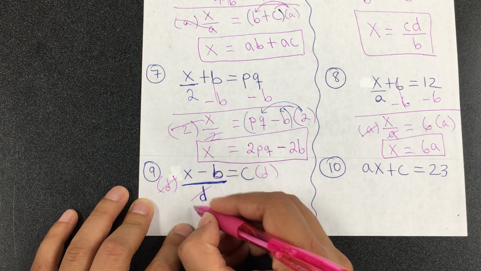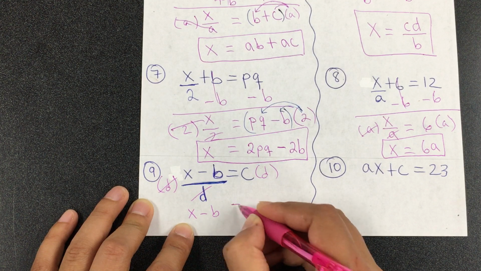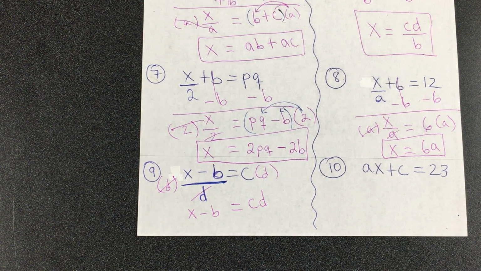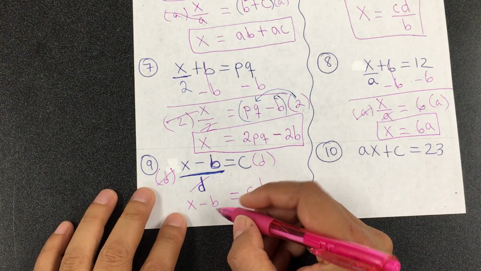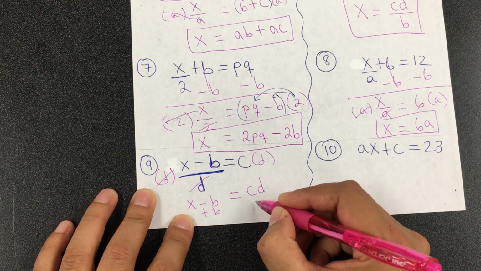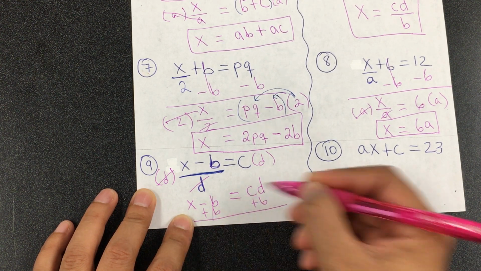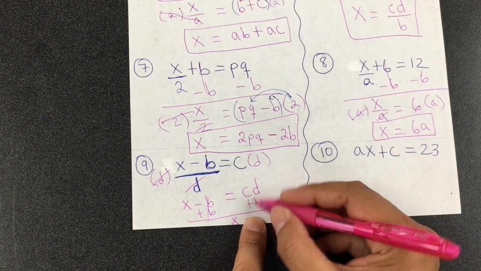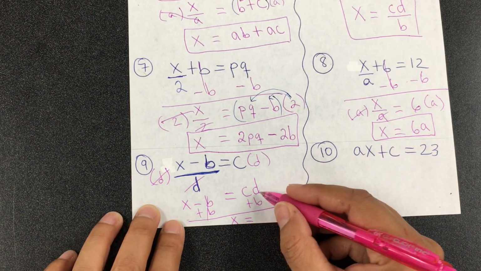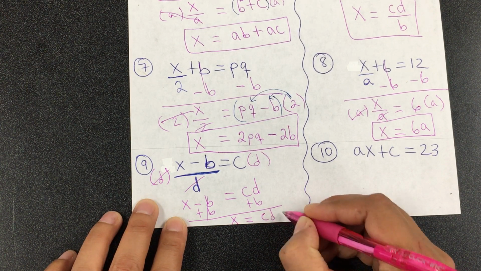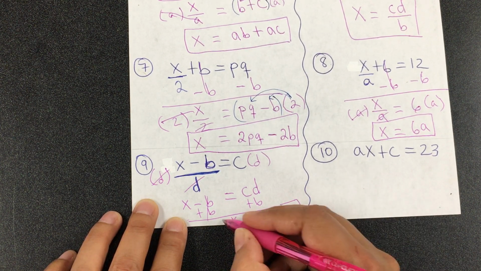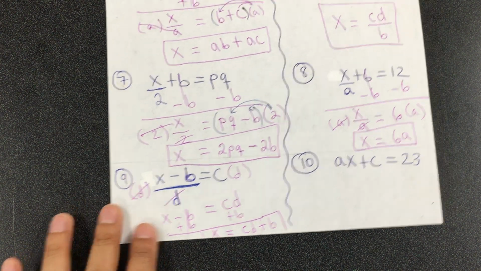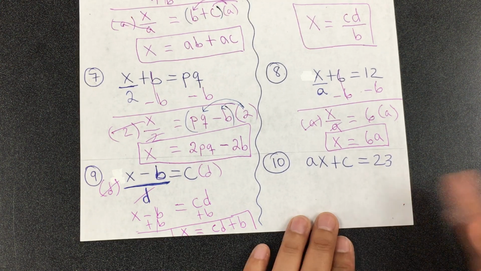This cancels, and now I get x minus b equals c times d is cd. Finally, if we're subtracting b, we're going to add b to both sides. This cancels and you get x equals, nothing can be combined, so it's just going to be CD plus B. CD plus B. And that's going to be my answer. A little crowded in there, but okay, the last one. Yay!